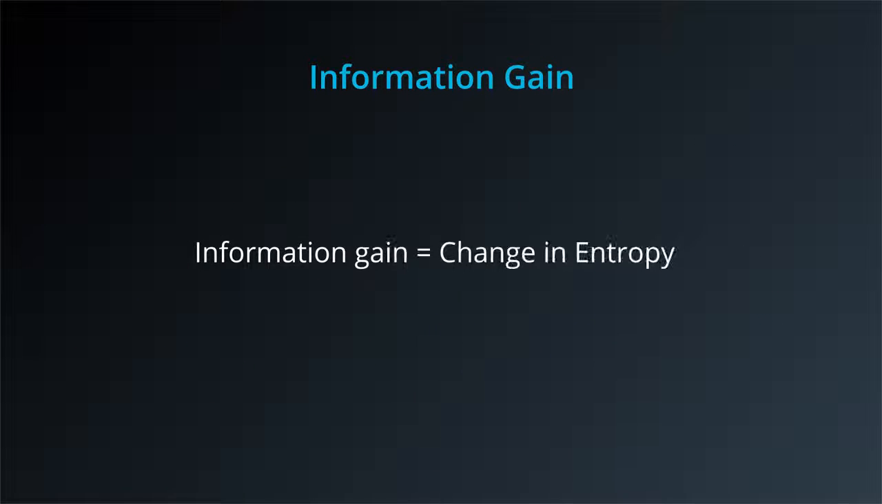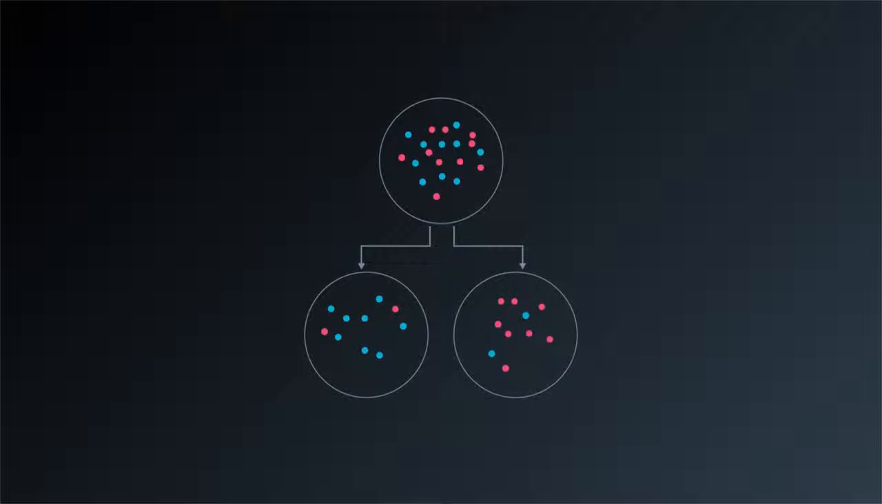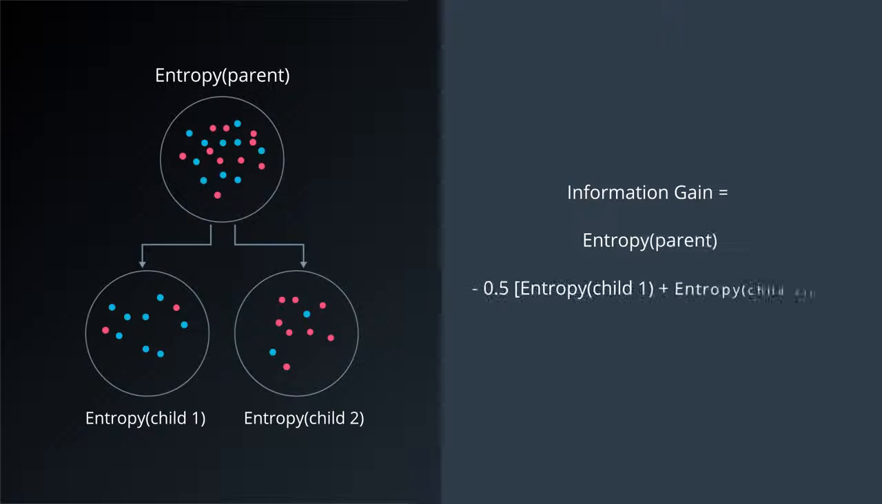And the formula for information gain is very simple. It's just a change in entropy. Let me be more specific. For every node in the decision tree, we can calculate the entropy of the data in the parent node, and then we calculate the entropies of the two children. The information gain is the difference between the entropy of the parent and the average entropy of the children.